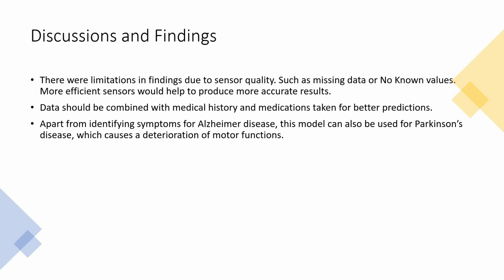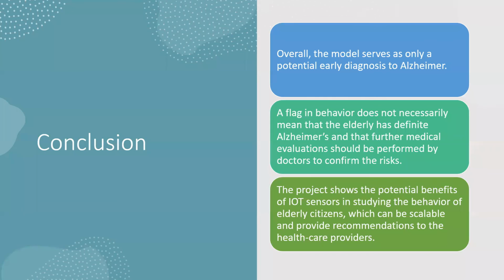Apart from identifying symptoms for Alzheimer's disease, this model can also be used for Parkinson's disease, which causes a deterioration of motor function. In conclusion, overall, the model serves as only a potential early diagnosis of Alzheimer's. A flag in behavior does not necessarily mean that the elderly has definite Alzheimer's, and further medical evaluation should be performed by doctors to confirm the risk.